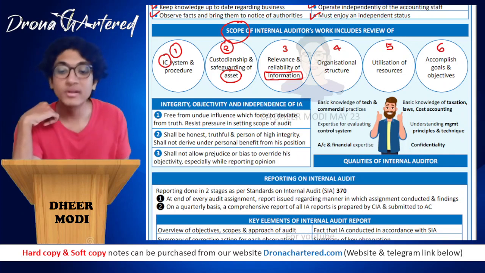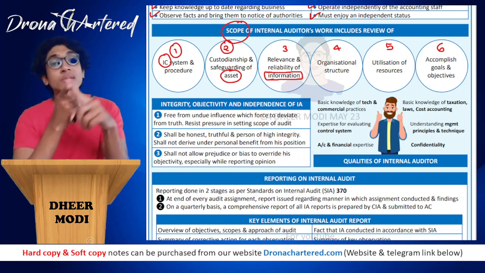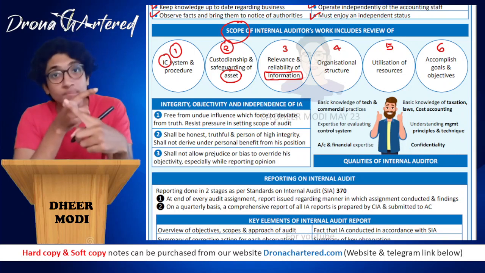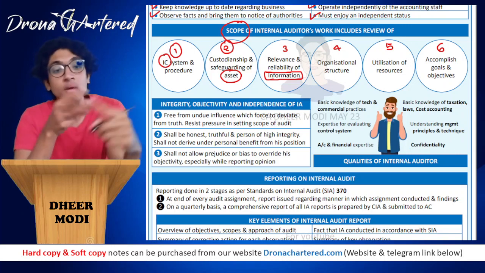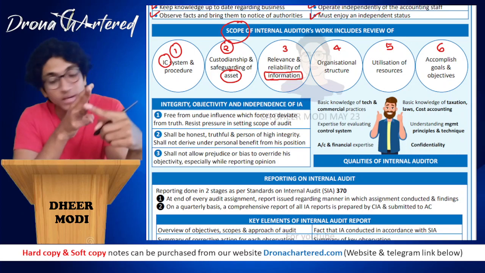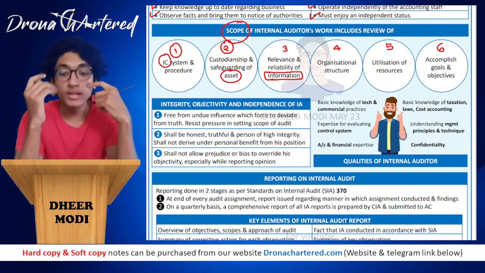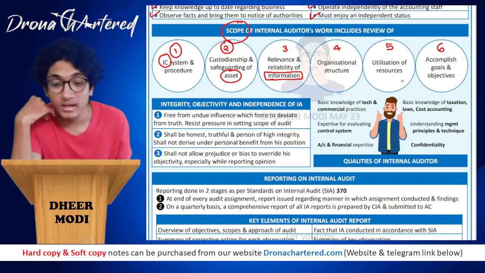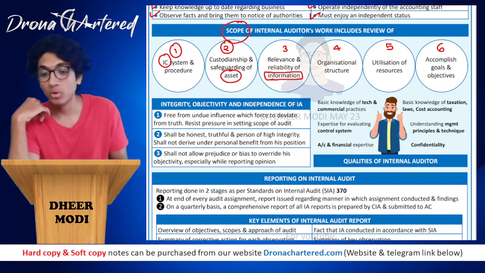So for the scope of the internal auditor, first is your internal control. Second, if you remember, was with regards to your assets, that is safeguarding of assets. Third was with regards to information, that is reliability of information. Fourth is your organization structure. Fifth is your utilization of resources. And sixth is accomplishment of goals and objectives.